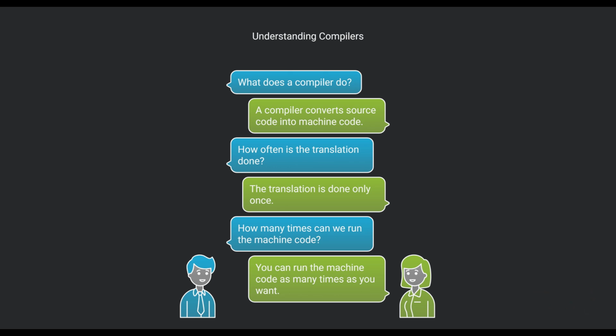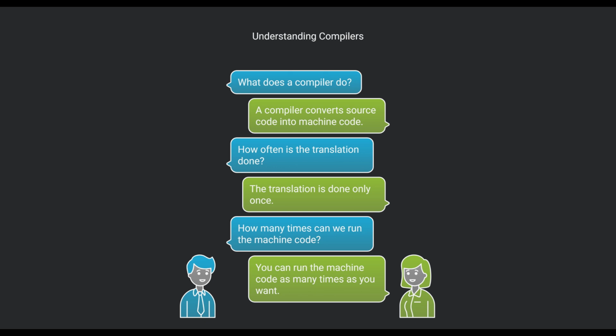How many times can we run the machine code? Once the executable file is created, or once the bytecode is created, how many times can we run it? You can run the machine code as many times as you want. So generally when we create programs in C and C++, the code is converted into an executable file. That executable file we can run n number of times.